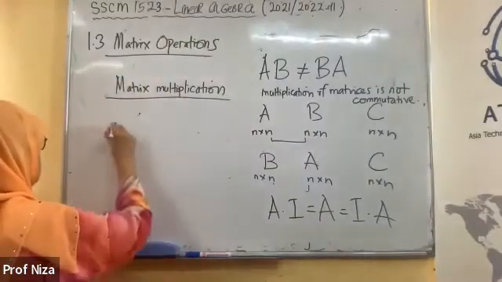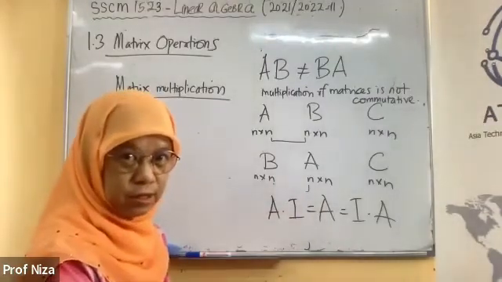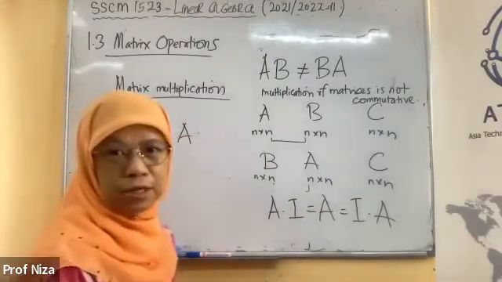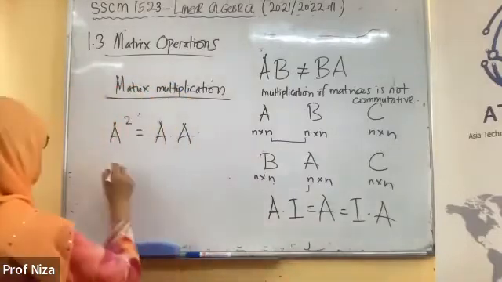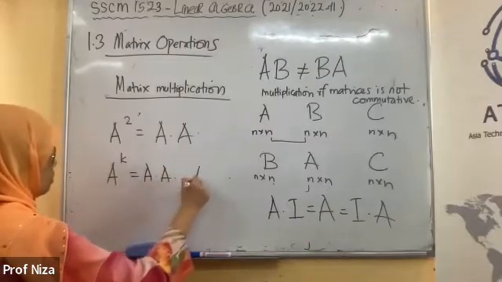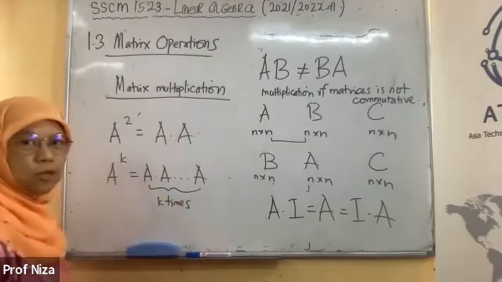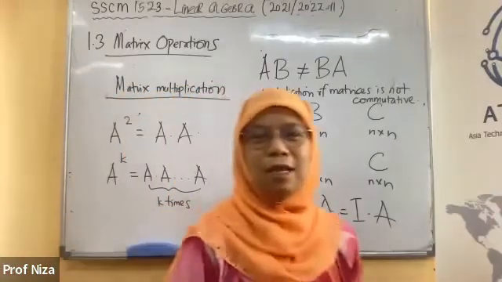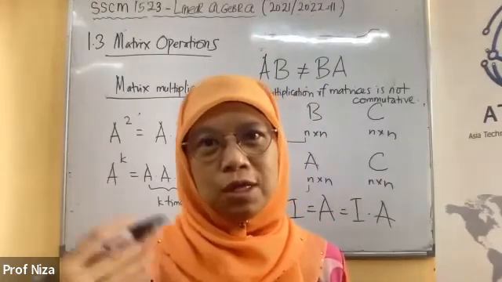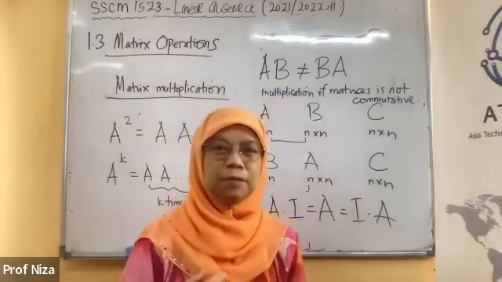Under matrix multiplication, we also define the square or the power of a matrix. The power of a matrix is how many times you multiply that matrix by itself. So if you want to find A to the K, you multiply A by itself K times. And I mentioned nilpotent matrix, right? A matrix is nilpotent if A to the power K is equal to 0. So you multiply A, K times. Okay.